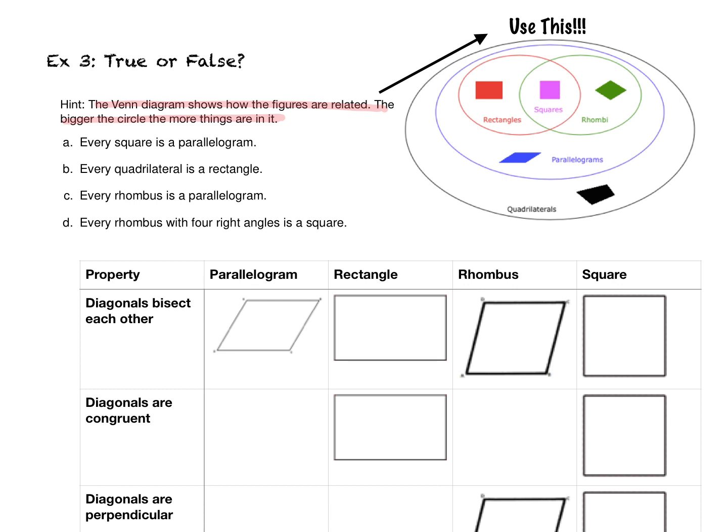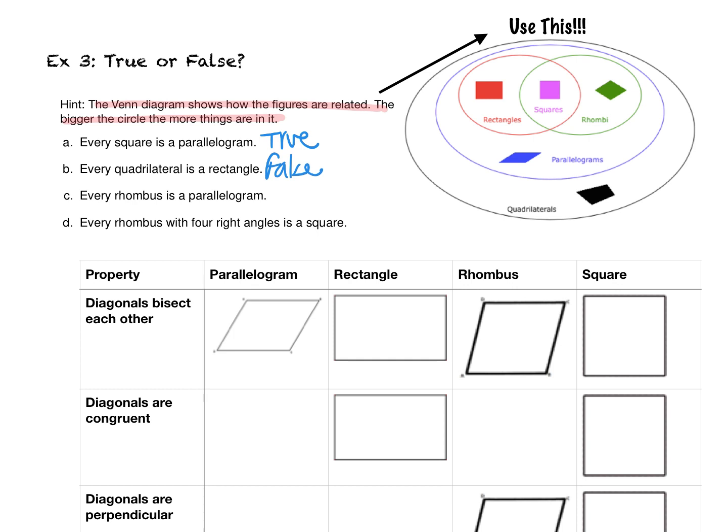So we're going to use this to determine whether a statement is true or false. Look at the first statement. The first statement says, every square is a parallelogram. Well, if I find squares, I can see that squares are inside the blue parallelogram circle, so I know that this is a true statement. The second one says every quadrilateral is a rectangle. If I look at my picture of the Venn diagram and I look at all the quadrilaterals, which makes up the entire circle, are they all rectangles? No, they are not. So this is a false statement.